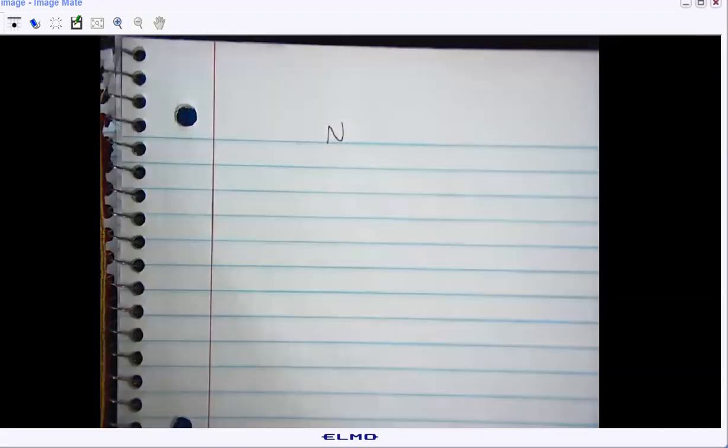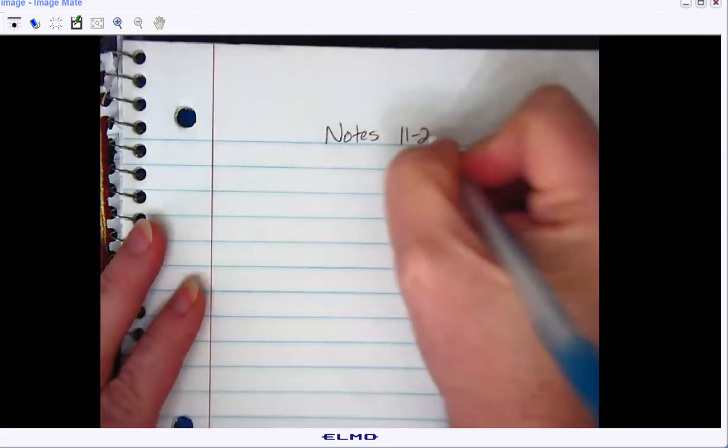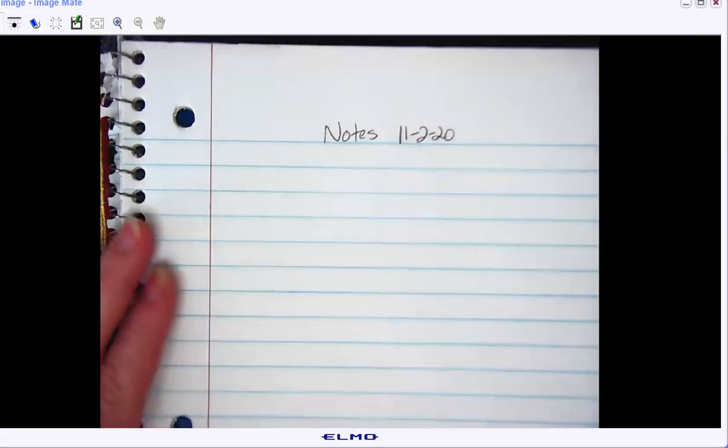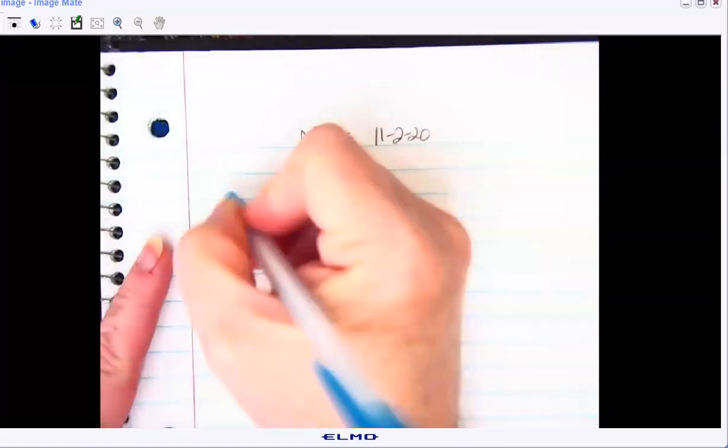Okay, here we go. Notes. Today we're combining triangles and parallel lines. So this is going to be important for the next couple sections that we're going to do. So just write this down.